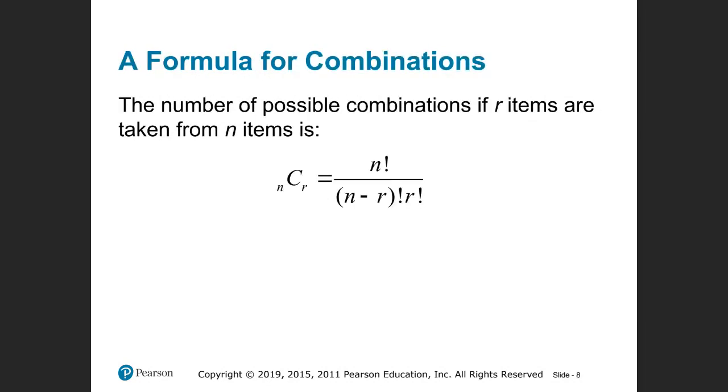We have a formula for combinations. The number of possible combinations if R items are taken from N items is N factorial over N minus R factorial, R factorial. So this is a little different from the permutations formula in that the denominator includes R factorial.